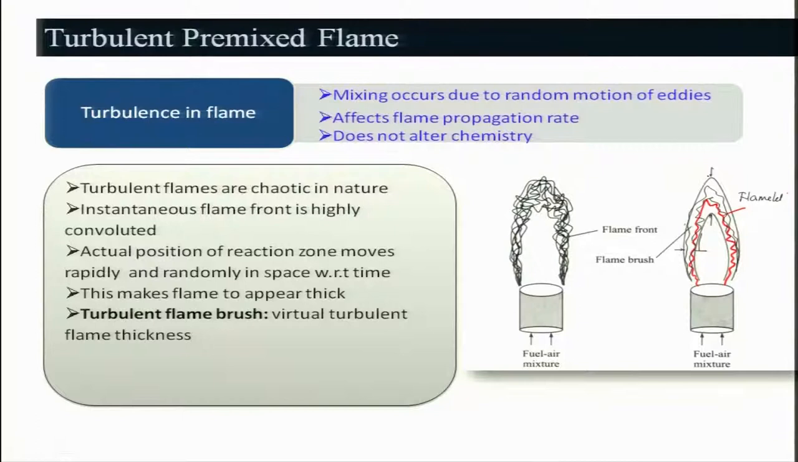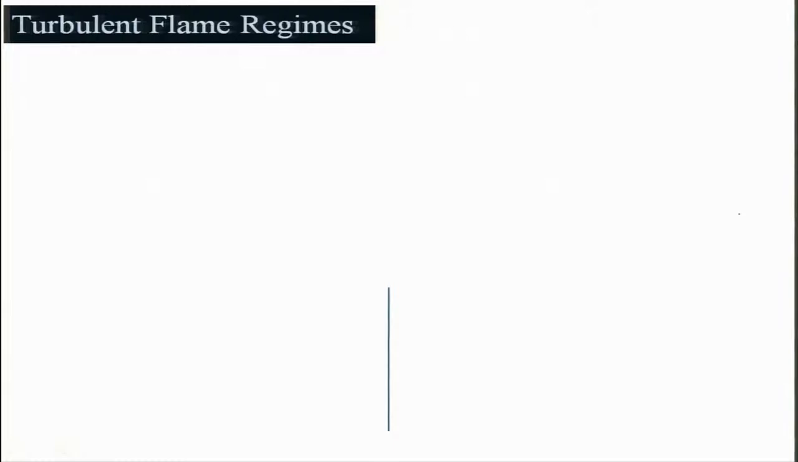But laminar flamelets, as I told, are an instantaneous reaction zone. Laminar flamelet, as I told, one of them, let us say the red color I have shown, any one of them, will be an instantaneous reaction zone. So now when you talk about turbulent flame, there will be various regimes.